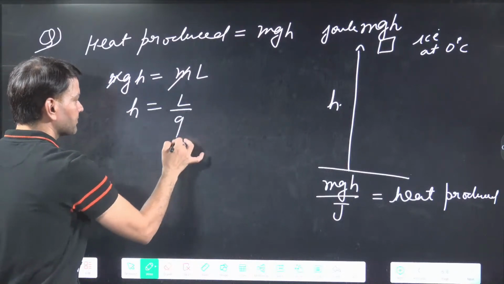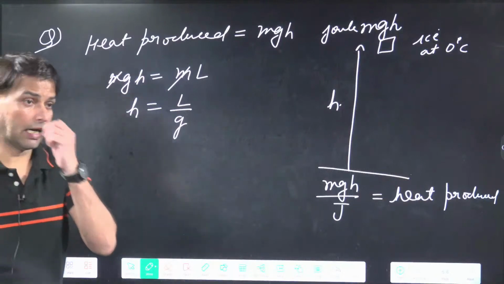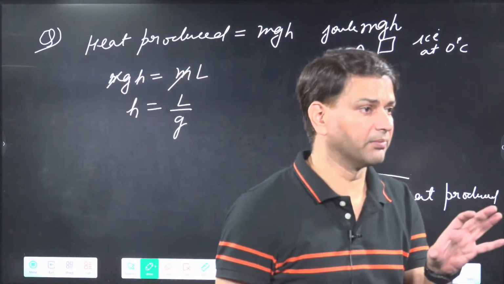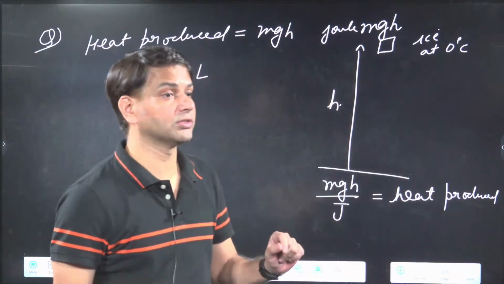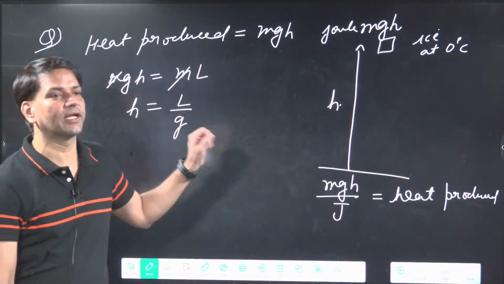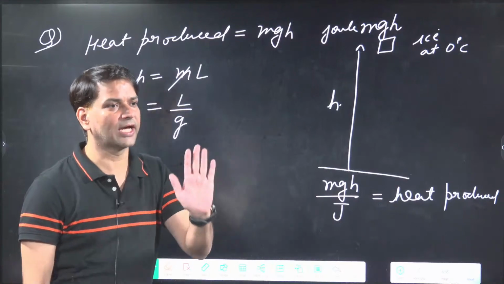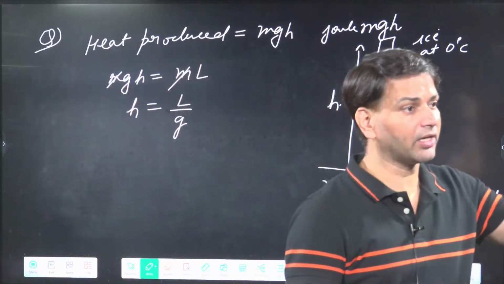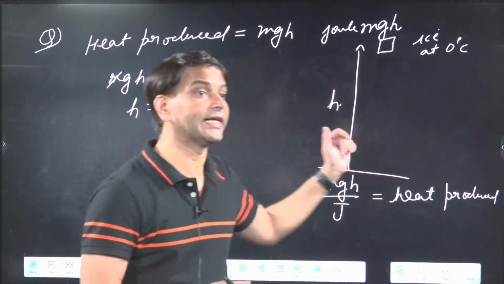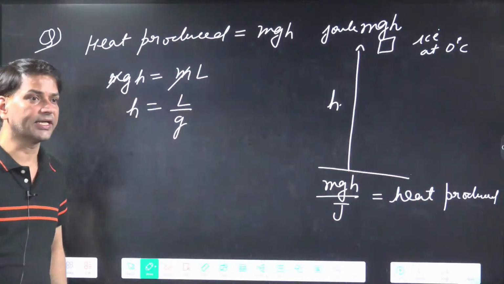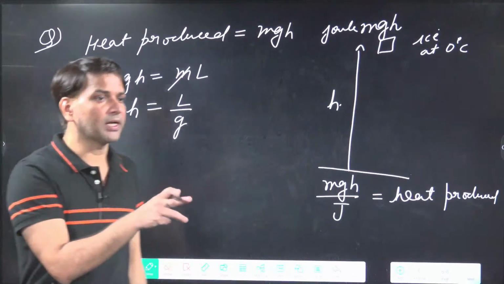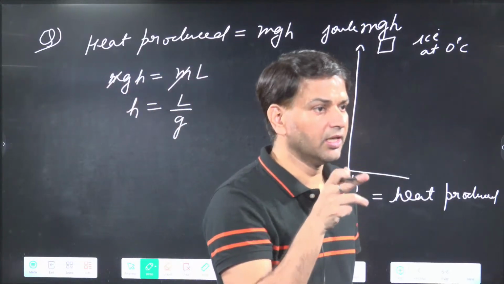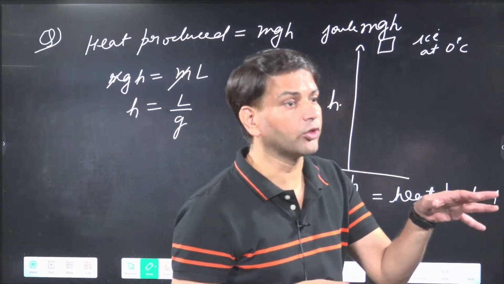H equals L by G. Now, the latent heat of melting of ice, we know, is 80 calorie per gram. But what G value will you use? You will use 9.8 or 10, suppose. We are using G in MKS, but the L value is neither MKS nor CGS. It is 80 calorie per gram, so you have to convert calorie per gram into the MKS unit, joule per kg. The conversion factor I said in class is 4200.